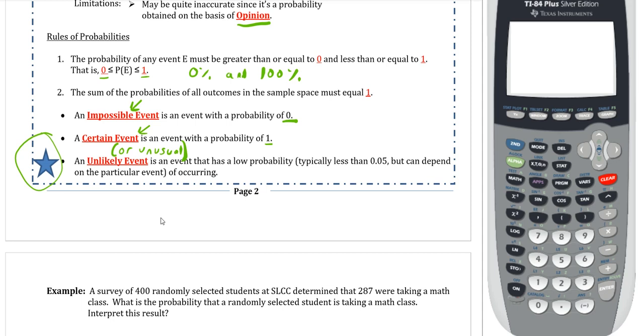An unusual event or unlikely event is an event that has a low probability. Specifically, we say something has a low probability when it has a probability that's less than 5%, or 0.05. That is going to be our cutoff.